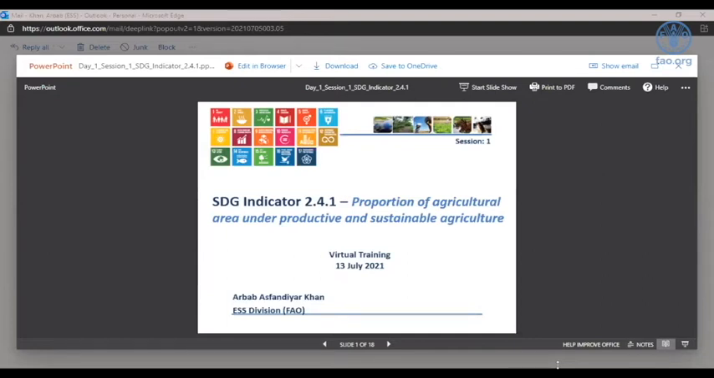I don't know if it's only my problem, but I don't see that you're changing the slides. Can you confirm if it has been changed now? Not for me. Okay, can you confirm with other participants? I can't see. No, only the first page of the slide is showing here. Okay, so let me reshare my screen with you.